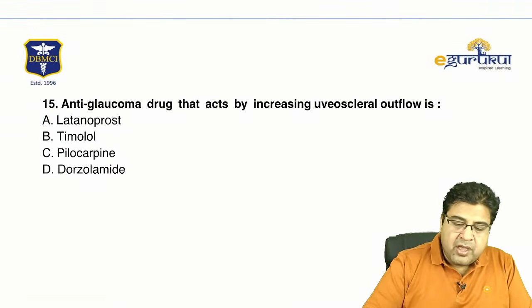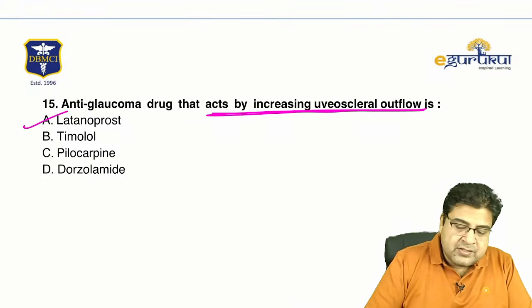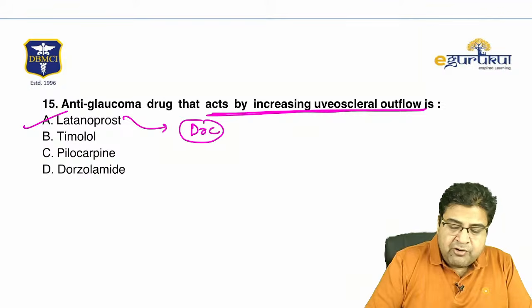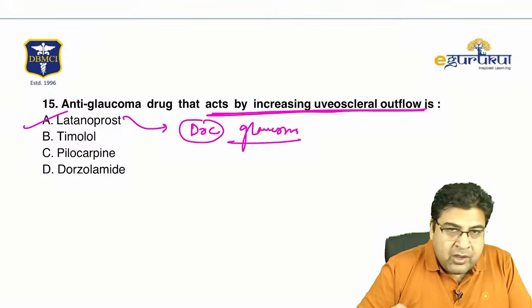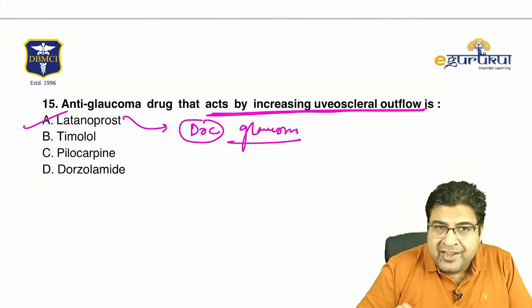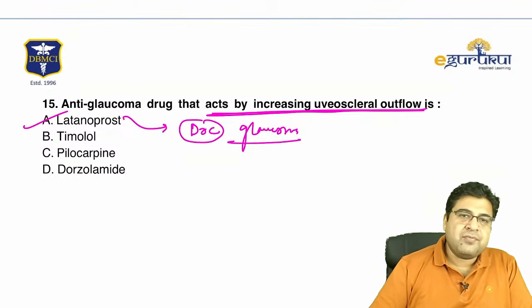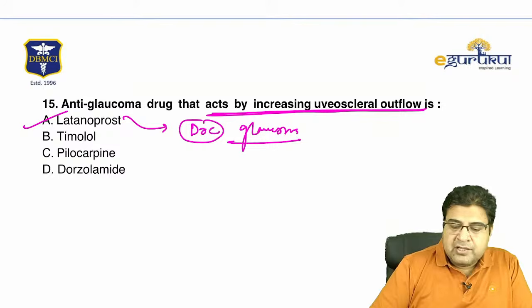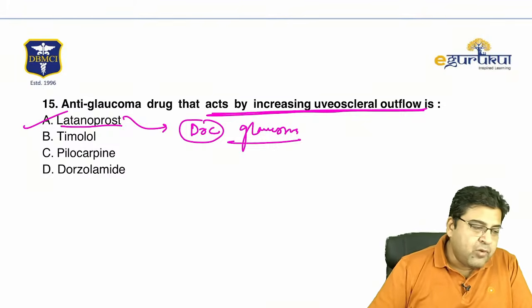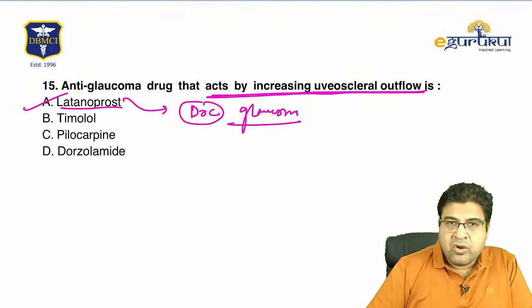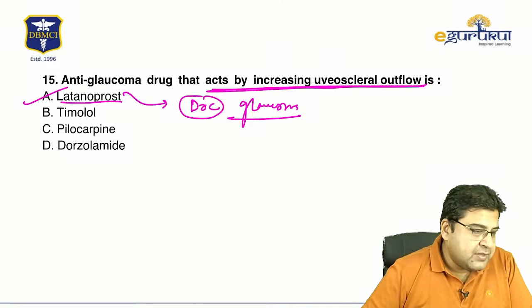Question number 15, anti-glaucoma drug that acts by increasing uveoscleral outflow. So guys, this is latanoprost. Latanoprost is a drug of choice for glaucoma. From here, I think we are doing the 7th or 8th question on anti-glaucoma drugs. You can see how important the anti-glaucoma drugs are. So the medicine which can increase uveoscleral outflow is latanoprost, right? Very important topic, glaucoma drugs. So question 15, answer is latanoprost.